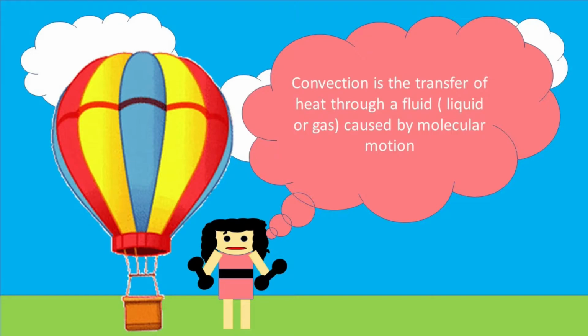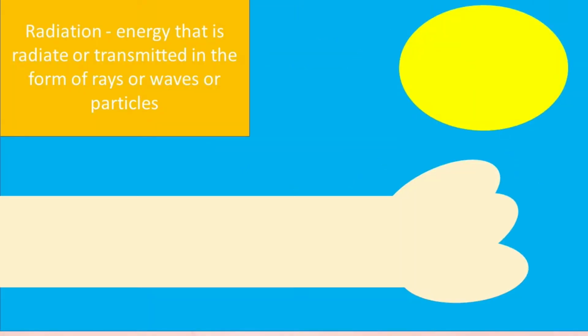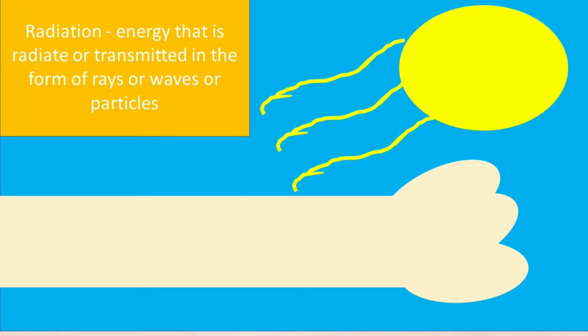Convection is the transfer of heat through a liquid or gas caused by molecular motion. One such example is a hot air balloon. Radiation is the energy that is radiated or transmitted in the form of X-rays, waves, or particles. One such example of radiation is the UVC light emitted by the sun.